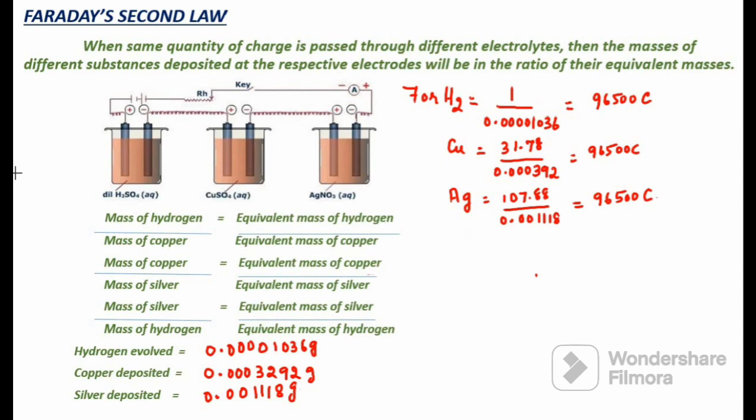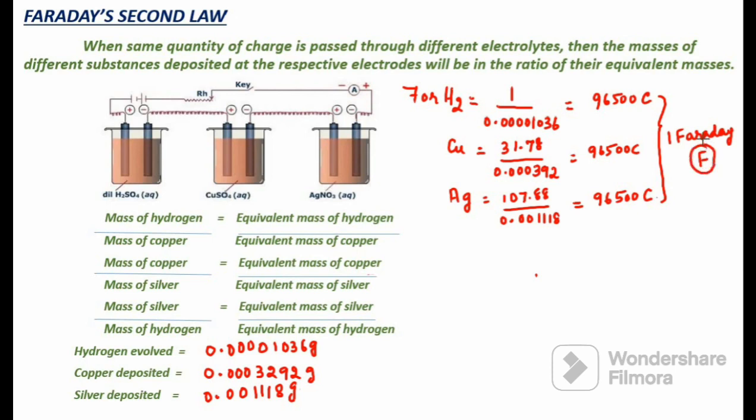So this follows that 96,500 coulombs of electric charge will be deposited by 1 gram equivalent of any substance. Can you understand? Okay. So this 96,500 is termed as 1 Faraday and is denoted by F. It is nothing but 1 Faraday, and it is denoted by the simple F.